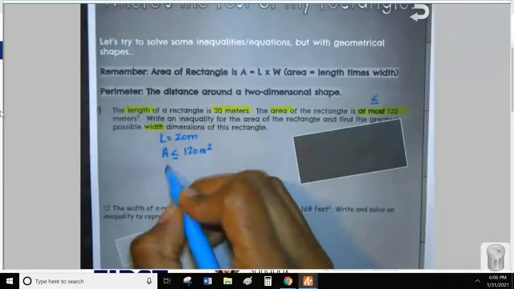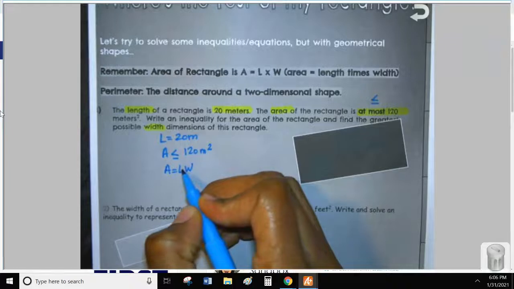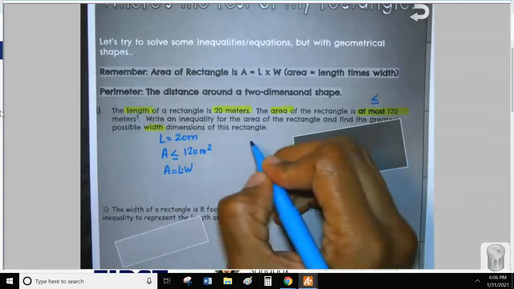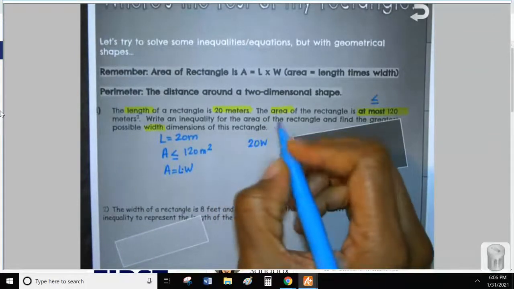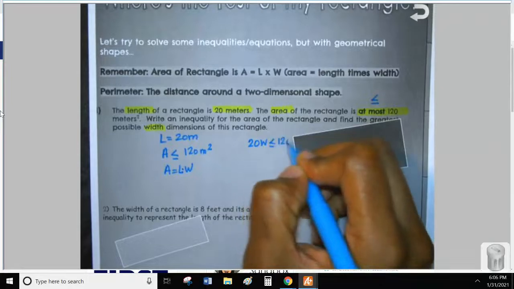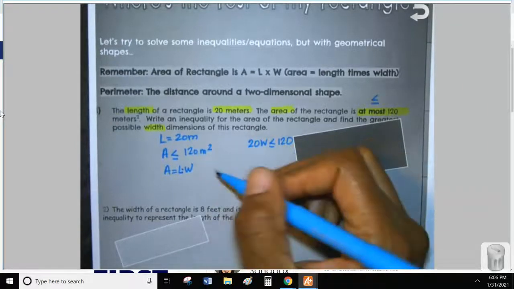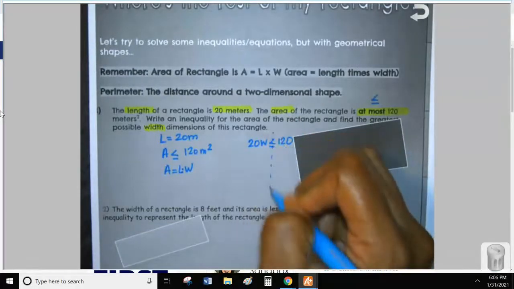And we know the area is equal to length times width. So these two are multiplied together. Length is 20. The width I don't know. We're looking for at most 120. So length times width will give me area. We're just going to take that equation sign and change it into an inequality. So we are solving for the width.